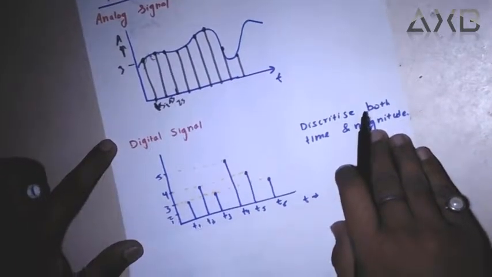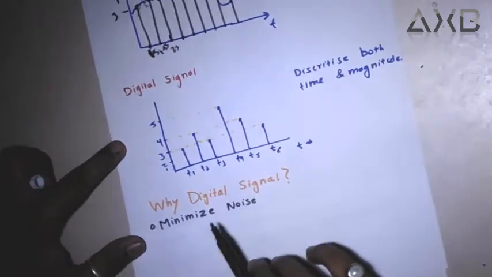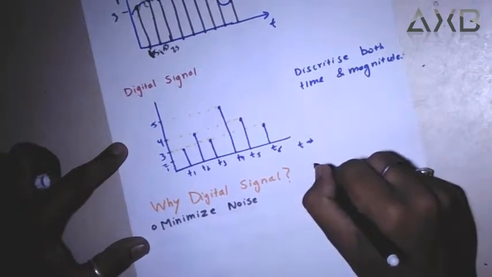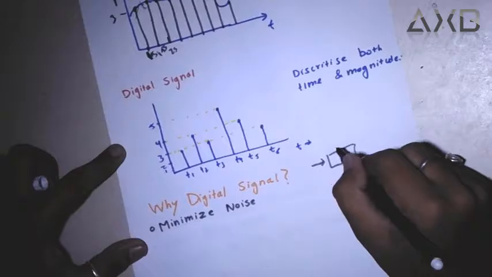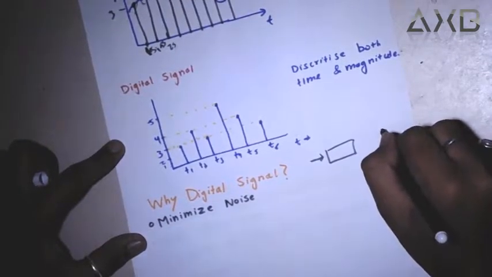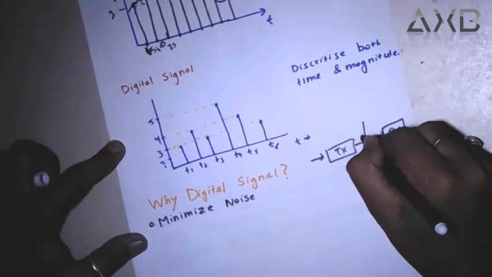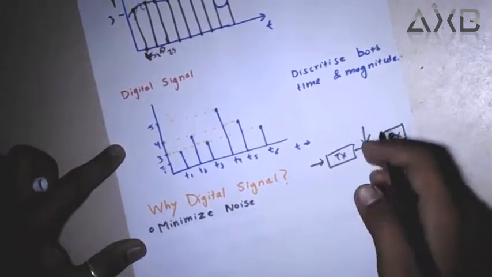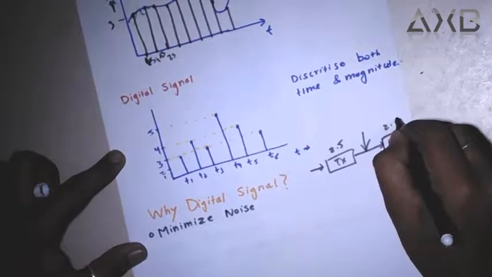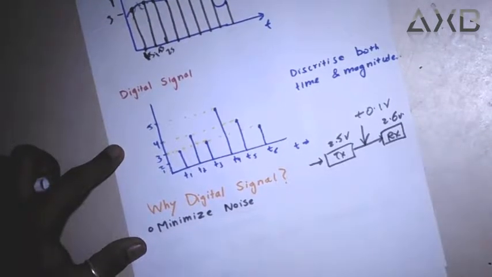Now, a question would arise: why digital signal? First is for the minimization of noise. What is noise? Suppose, for example, you are sending some signal to your receiver via a transmitter. This is the receiver, this is the transmitter, this is the channel, and additional signal noise is being added here. You sent 2.5 volt, but the receiver got about 2.6 volt. This 0.1 volt is the noise.